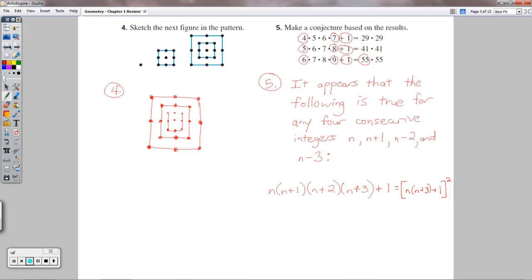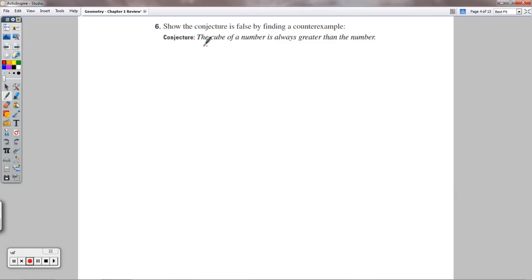Moving on to number 6 then. Show the conjecture is false by finding a counterexample. The cube of a number is always greater than the number. So you might initially think this is just me kind of brainstorming on this problem. This isn't required in the answer necessarily, but this is some examples. But we're trying to show or find a counterexample.